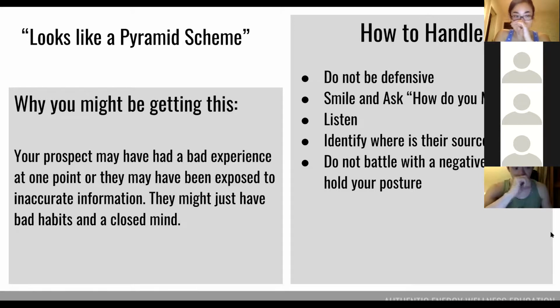Yeah, because when people say that, I'm sure for a lot of us at the beginning as new distributors, we don't know what to do. I don't know, Wei, if you remember how you handled this at the beginning, because right now you're more experienced, so you know how to handle it very calmly. But at the beginning, it's very natural for us to act very defensive, right? I would be like, oh, it's not, why do you think it's a pyramid scheme? It's not that kind of thing.